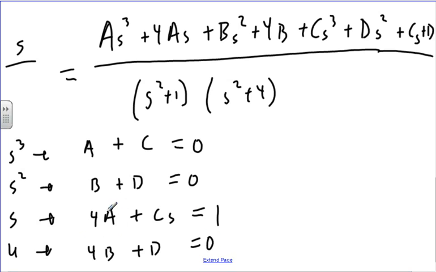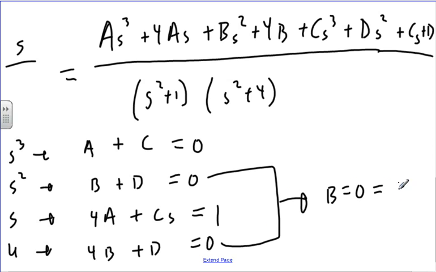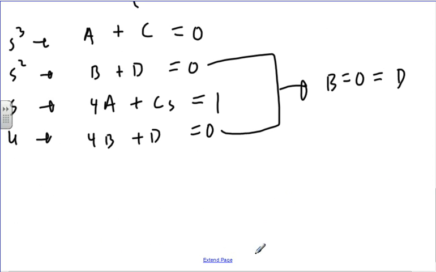Now, if b plus d is 0 and 4b plus d is 0, what does that mean? That means that b has to be 0 and so does d, right? There's no other way that that could be. So I solved for b and d already. So now I'm going to solve for a and c.